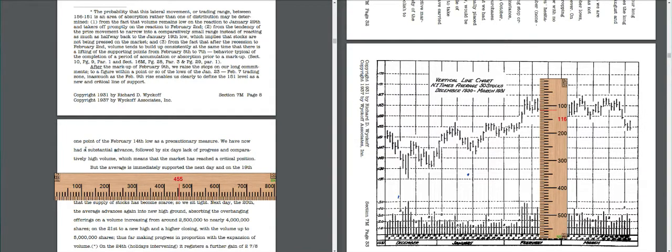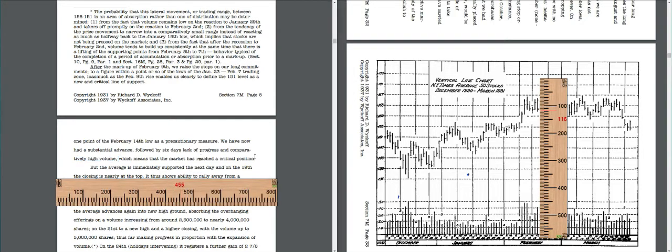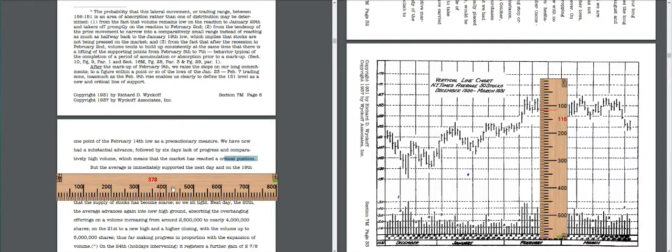Now he's saying, all right, let's consider the whole thing. We have had a substantial advance, lack of progress, high volume. We have high volume and this lack of advance. It means sellers are overtaking the buyers. And in this case, reached a critical position. Why? Because sellers are reaching the buyers after a significant advance, and they like to sell high. All right.